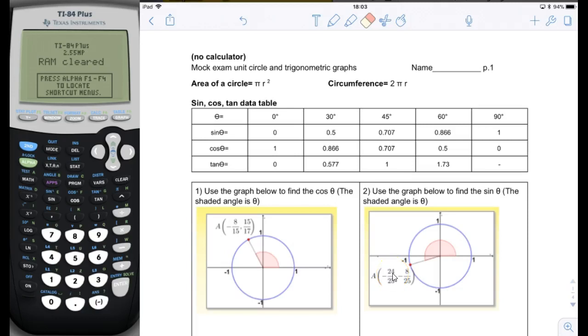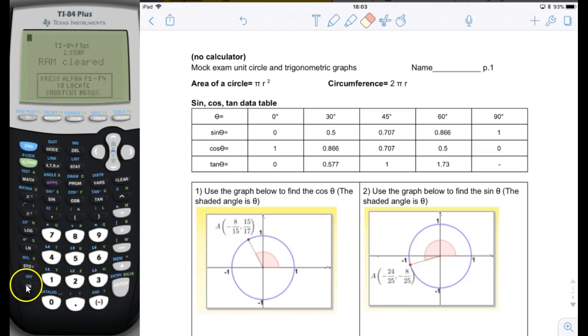Hello, here we are on mock exam for unit circle and trig graphs. First, I'm going to tell you how to use this data table here. I put the calculator here because I want to show you how this data table works exactly like the calculator does.